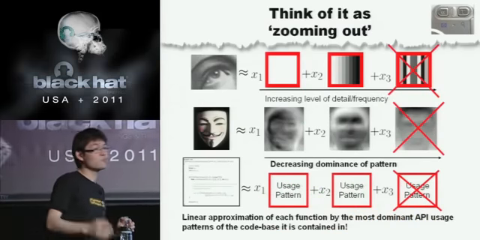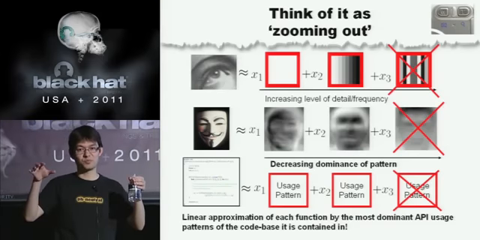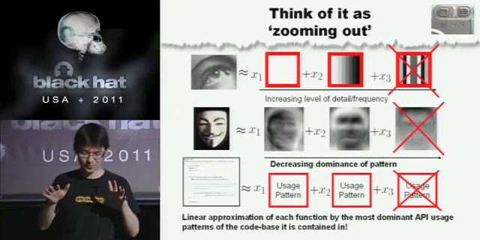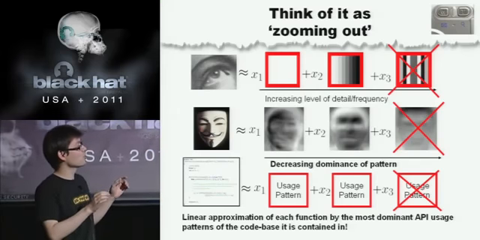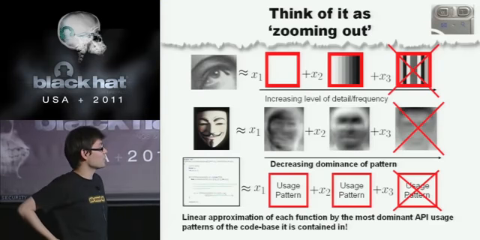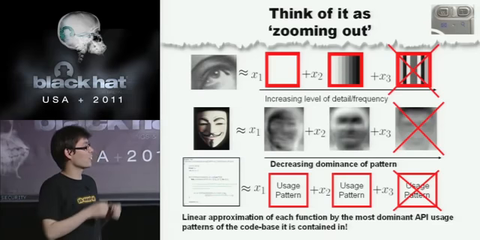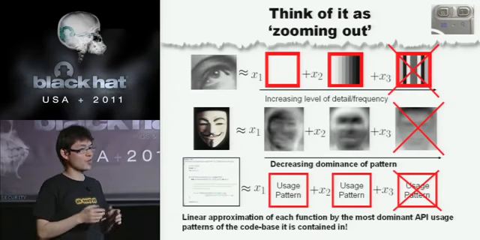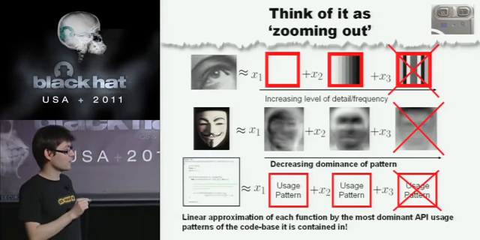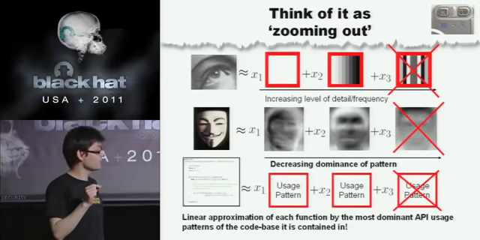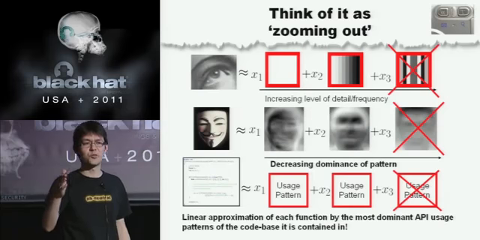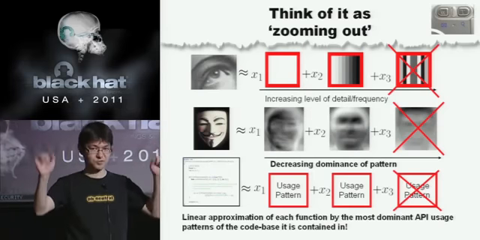Okay. You can think of this as zooming out on code, right? If you zoom out on something, you start to not see the little details anymore. If you zoom out in image processing, you just cut off at a certain frequency. When you do this in face recognition, you cut off at a certain dominance of the pattern. If it's not that important anymore, we cut off. And that's the same thing that we're going to do with code. We're going to extract the most dominant API usage patterns in the code base, and then at some point just say, these are not so dominant, we're not going to consider these. That's just noise. Okay.